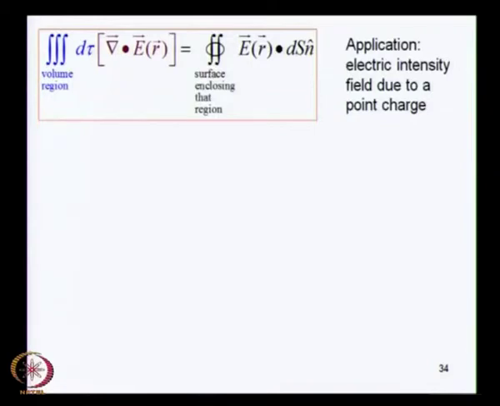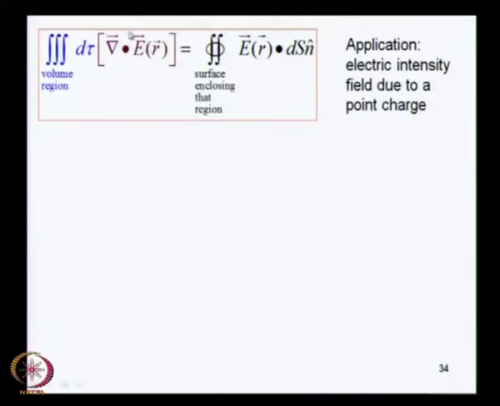Now, let us see what happens if this vector field A is specifically the electric intensity due to a point charge. Okay, let us take a very simple example just to see how it works. This vector point function can be any vector field. In particular, we take it to be the electric intensity of a point charge.